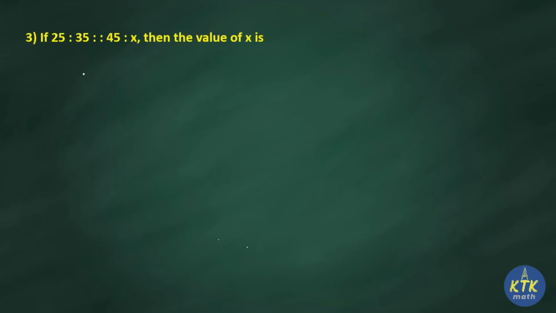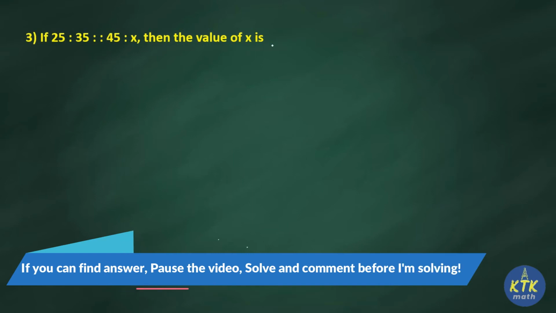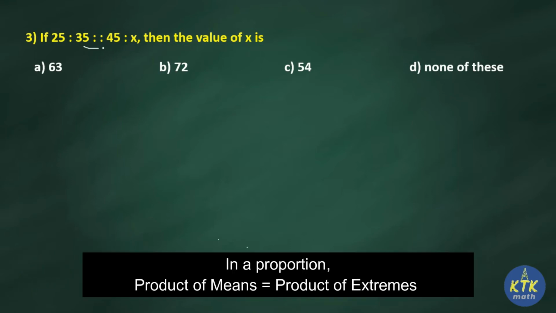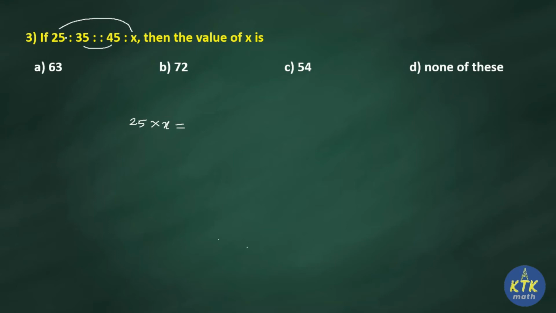If 25:35 is in proportion to 45:x, then find the value of x. Your options are 63, 72, 54 and none of these. We know that the product of means should be equal to the product of extremes. So I can rewrite the given question as 25 into x, the product of extremes, is equal to 35 into 45. This is the condition: product of means equals product of extremes.